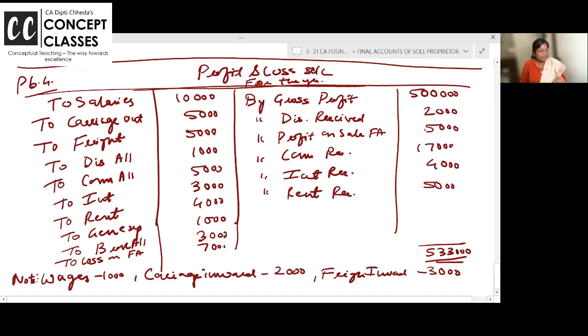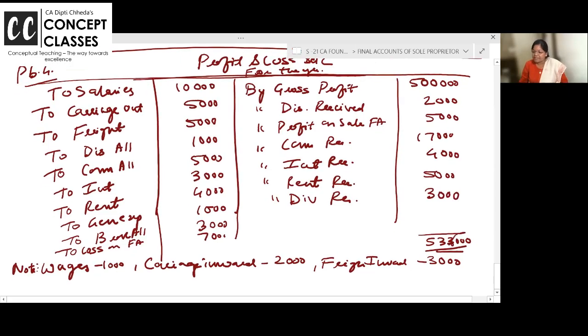Discount received, I have written. Discount allowed, I have written. Did I miss out something? Yeah, dividend received, I missed writing. I have written discount received, dividend is also received, no? 3,000. Add it. 5,36,000 is the total. And your net profit is coming to 4,92,000. Total is 533. Just check it for yourself.